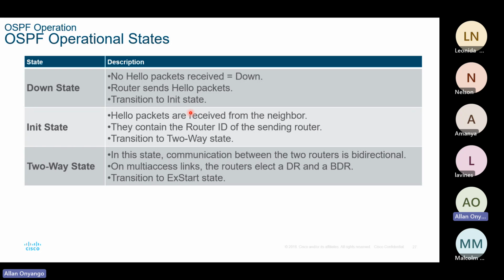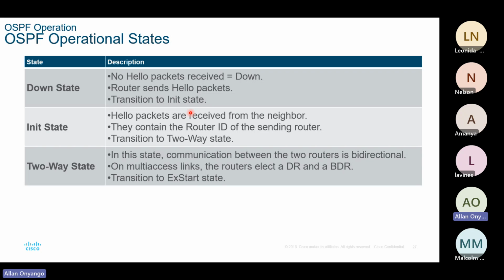Number one, we have a state called the down state. When a router is at the down state, it is not receiving any hello message. In fact, OSPF is down at this point. Even though it is not receiving any hello messages, it's actually sending some hello packets to other routers. Okay. Then at this point, the router goes to the next state, which is called the init state. So that is the second state.